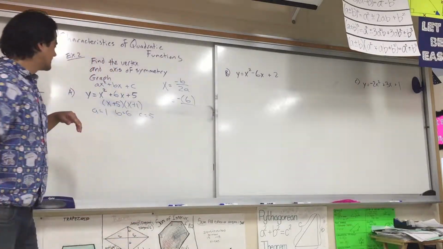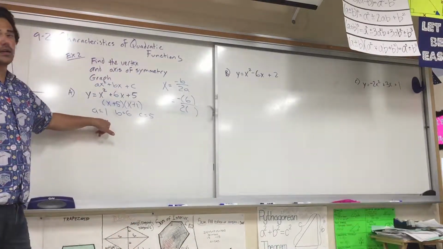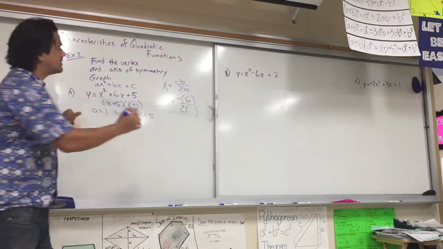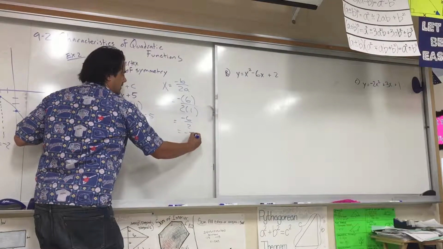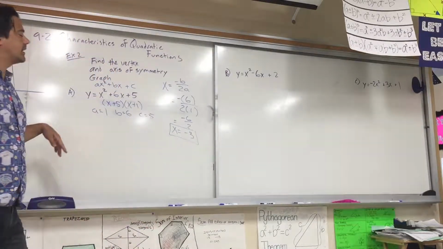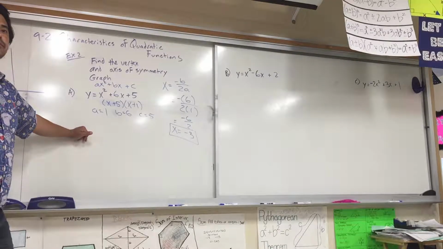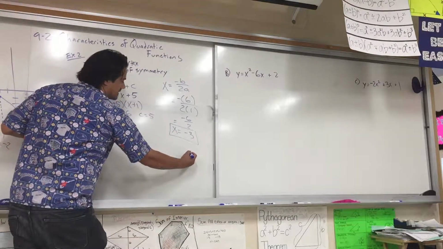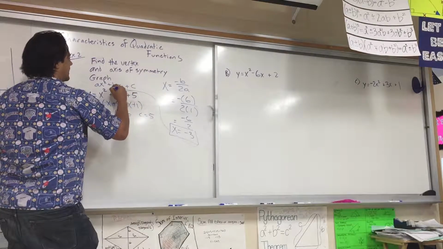Okay, 6, and then a. A is 1. So it's going to be negative 6 over 2, or negative 3. So that's my x value for my vertex. So I also need a y. Yes. Okay, very good. So if we have the x value for our vertex, we can plug it in and solve for y.